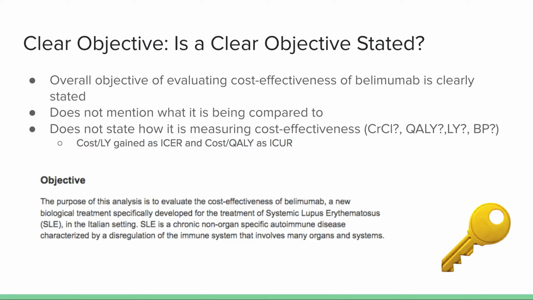We will also want to look at the objective. Is it clearly stated? So overall, the objective was stated as evaluating the cost-effectiveness of Belimumab. That is clearly stated. It does not mention what it is being compared to, and it does not mention how it is measuring cost-effectiveness. What kind of units are they using? Is it creatinine clearance, quality adjusted life years? They don't mention that. It's only later on that we realize that it is the cost per life year gain as ICER and cost per quality adjusted life year as ICUR.